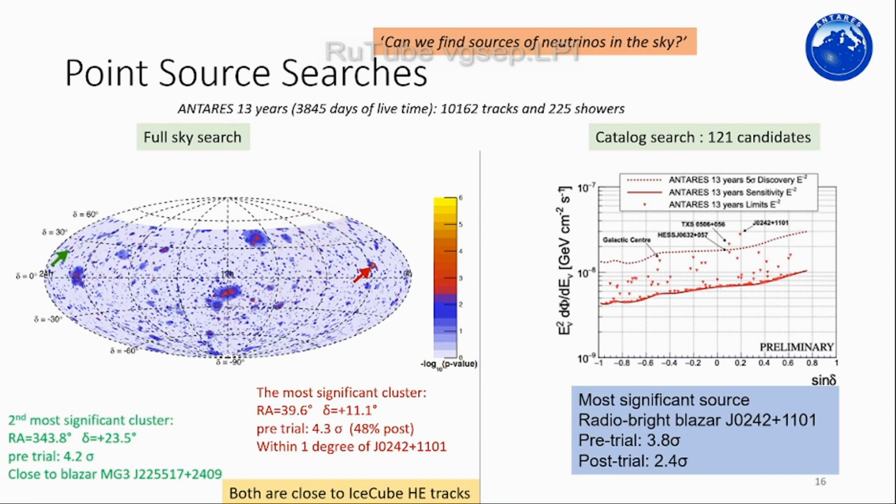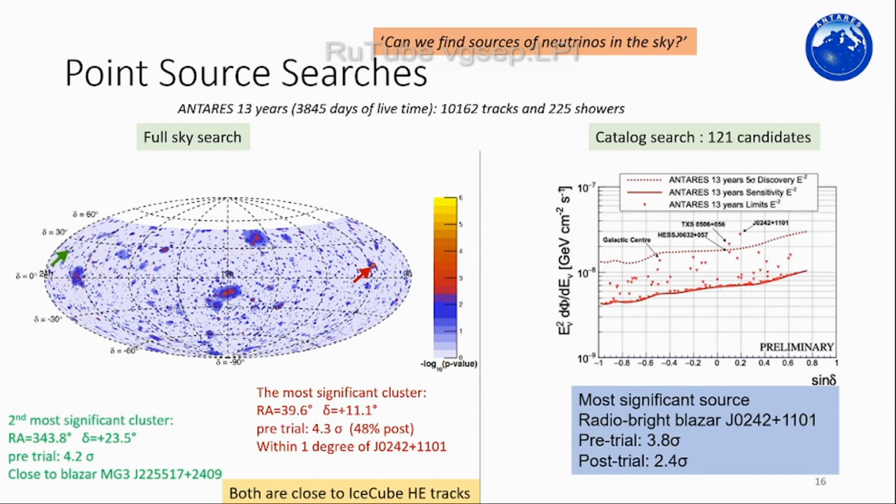No discoveries here, so nothing significant, but we do have the 2 most significant points in our data set in the sky. The reason we mention them is that these objects tend to pop up in other analyses too, and both are close to high energy IceCube events, right? So one here, close to J0242 plus a number, and here another one close to MG3, both blazars.